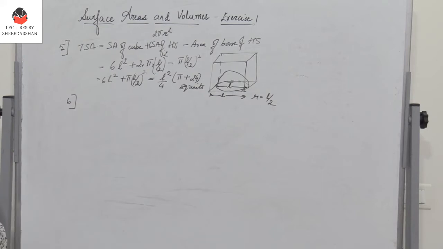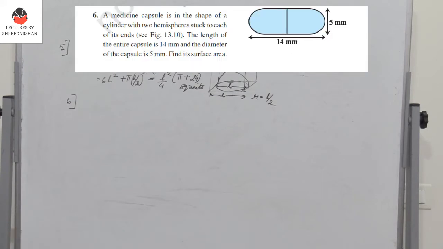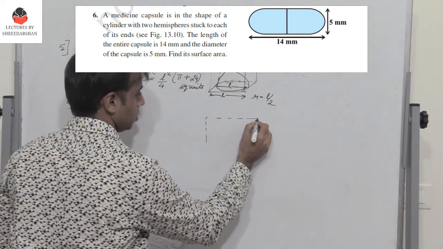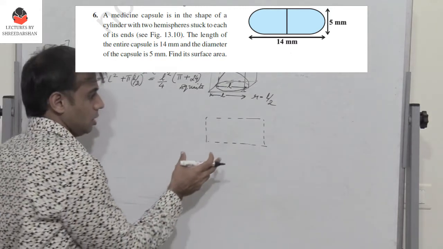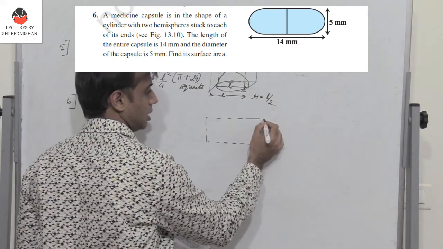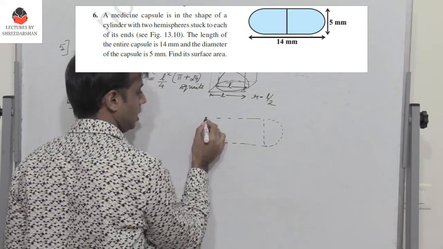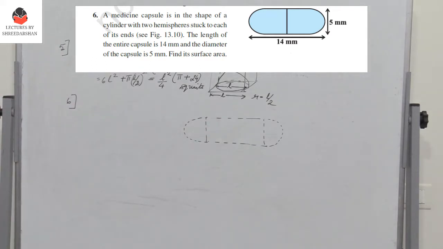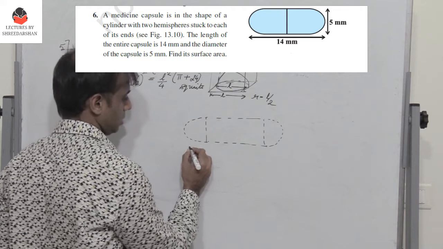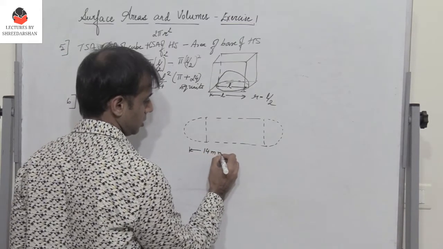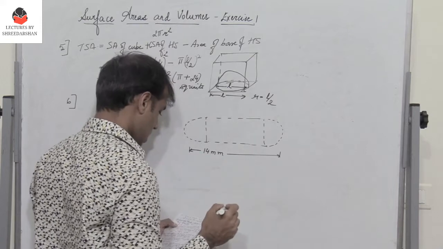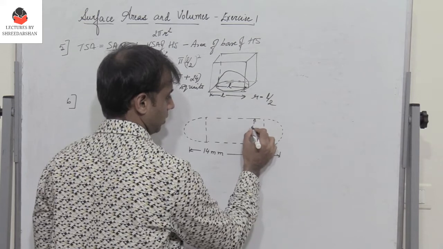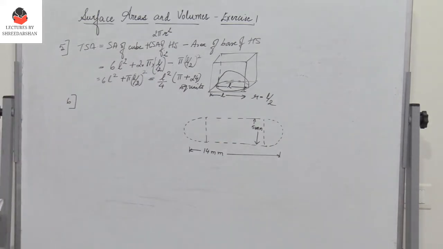So next, problem 6. A medicine capsule has the shape of a cylinder with 2 hemispheres stuck on either side. So this is a capsule. A capsule looks like this. You have a cylinder and then you have one hemisphere on this side, the other hemisphere on the other side. So this is a capsule here. The length of the entire capsule is 14 millimeters. So the entire length is 14 millimeter. And the diameter of the capsule is 5 millimeters. So this distance is 5. So we need to find the total surface area.